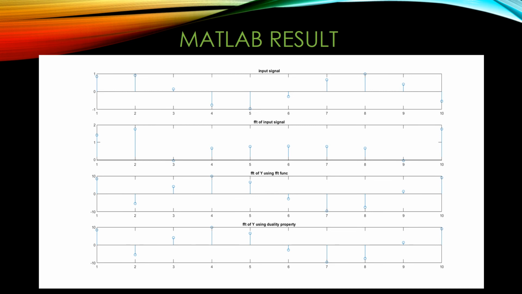Here we can see the result. First we have an input signal and then we have the fast Fourier transform of the input signal and then we have the fast Fourier transform of y using the FFT function and another same function but using the duality property. We can see that the FFT of y using the FFT function and using the duality property are both the same. So we can say that no matter how we approach, the values will be the same in the duality property.